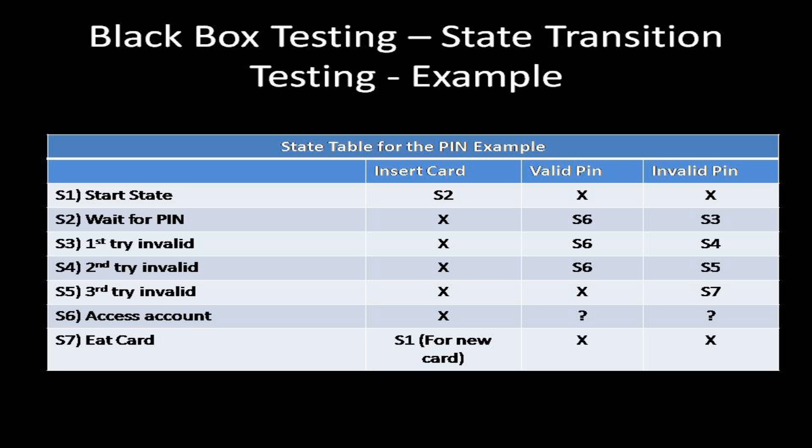So, for example, if the system is in state 1, inserting a card will take it to state 2. If we are in state 2, and a valid PIN is entered, we go to state 6 to access the account. In state 2, if we enter an invalid PIN, we go to state 3. We have put an X in the cells that should be impossible, i.e., they represent invalid transitions from that state. We have put a question mark for 2 cells, where we enter either a valid or invalid PIN when we are accessing the account. Perhaps the system will take our PIN number as the amount of cash to withdraw. It might be a good test.